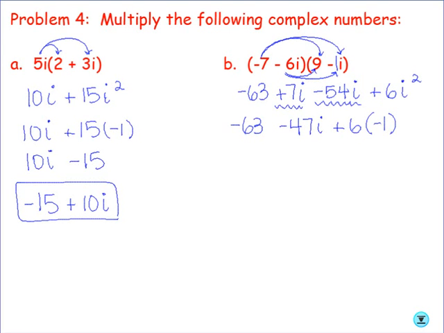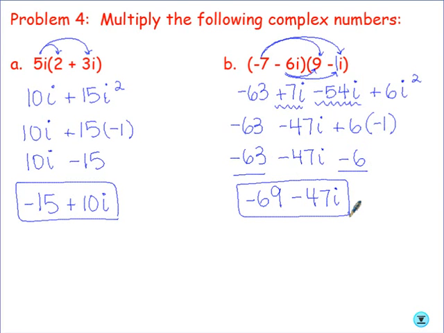Is this a done problem? No. We have to do our multiplying. Keep the negative 63. Keep the 47i. 6 times negative 1 is negative 6. Well, now are we done? No, because we have two real numbers. So we are going to combine the negative 63 and the negative 6 to make a negative 69 and bring down minus 47i. And we are done.